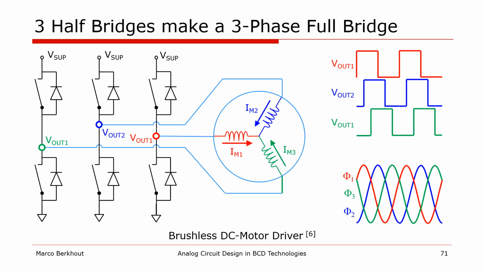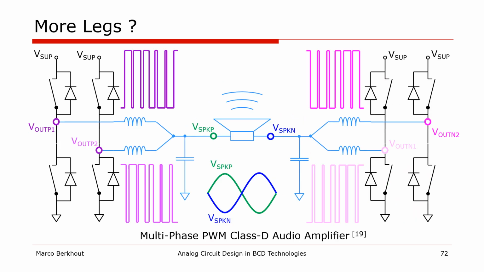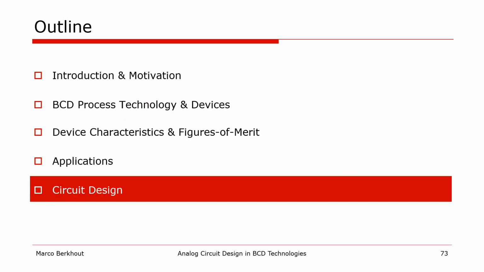Or we can use the same configuration to drive a three-phase brushless DC motor in a similar fashion. Even more legs, how about a multi-level Class D audio amplifier, where the PWM signals are combined in a clever way such that the ripple currents through the inductors cancel each other to improve the electromagnetic compatibility. I could go on, but I guess you get the picture.